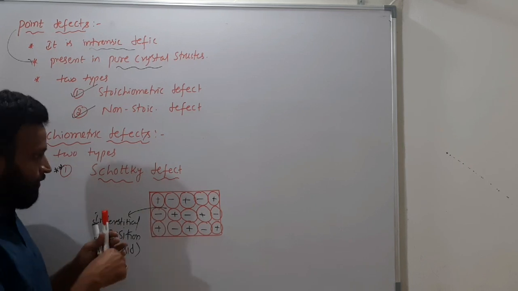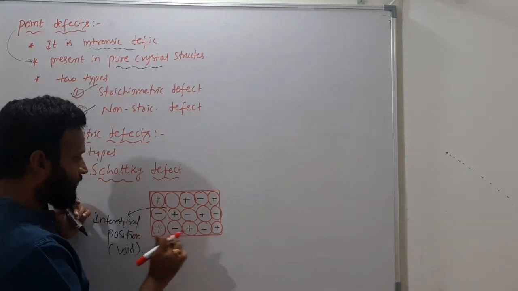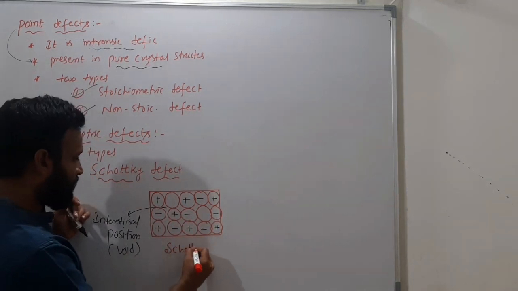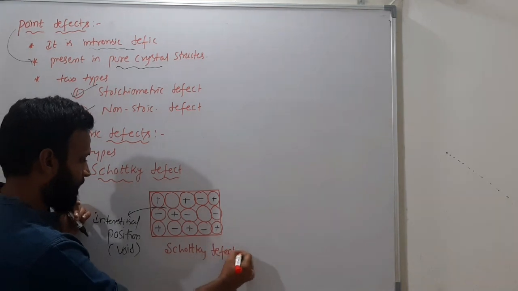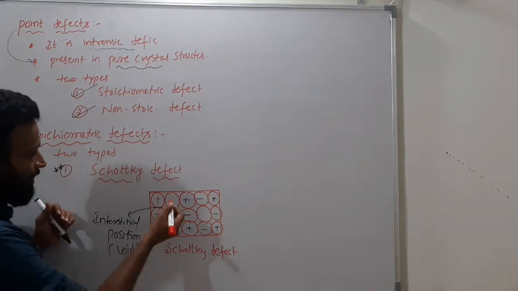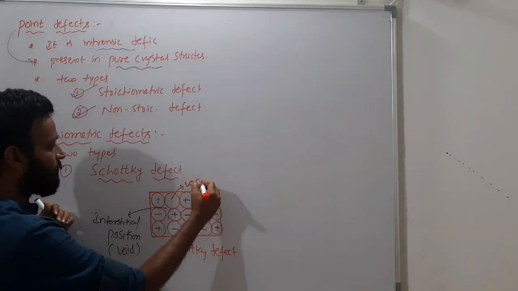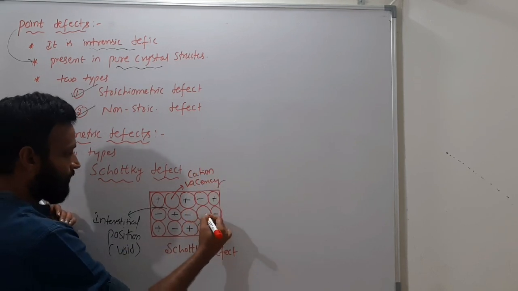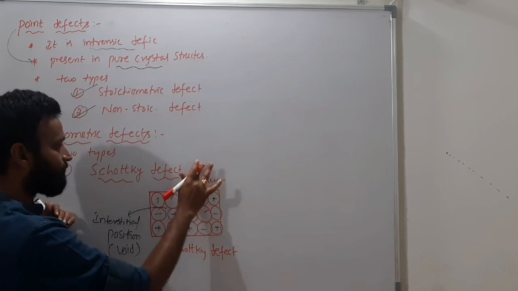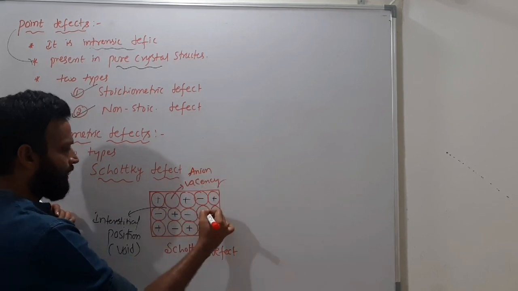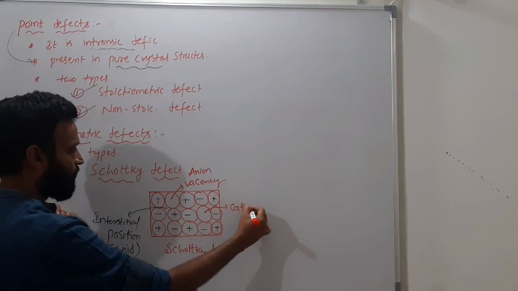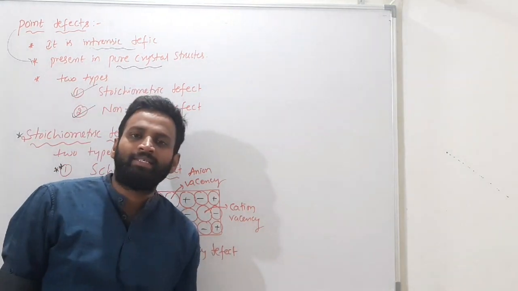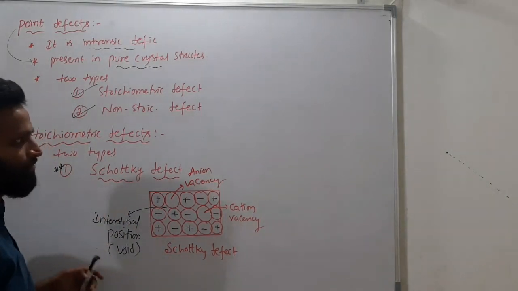Now suppose this anion and somewhere here a cation were removed. Now what is this defect called? Schottky defect. Due to the Schottky defect, vacancies form here. Here it is a cation vacancy, here an anion vacancy, and here again a cation vacancy. So an equal number of cation vacancies and anion vacancies form in the Schottky defect.